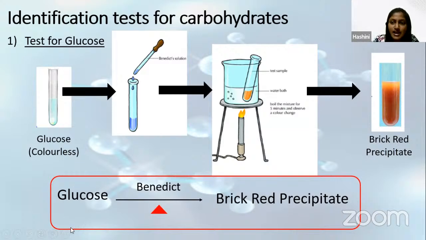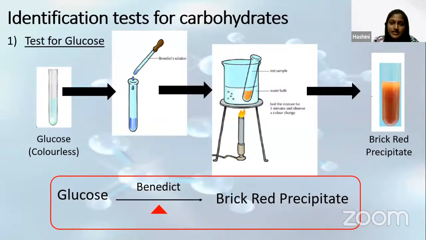You have to remember that when a glucose-containing test tube is heated with Benedict solution, it will give a brick red precipitate.